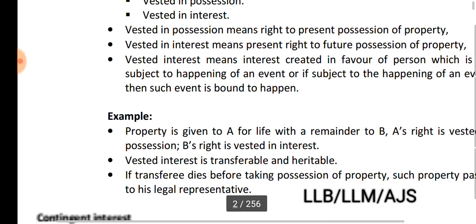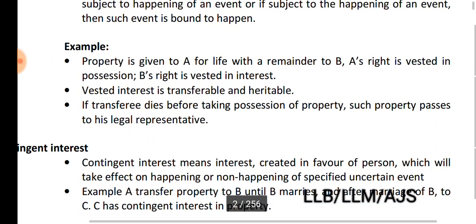Vested interest, Section 19. Then an example; we need to give examples in the exam, it will fetch more marks. Property is given to A for life with a remainder to B. Here we see two persons, A and B. Property, which may be movable property, is given to A for life, with a remainder to B. A's right is vested in possession, B's right is vested in interest.